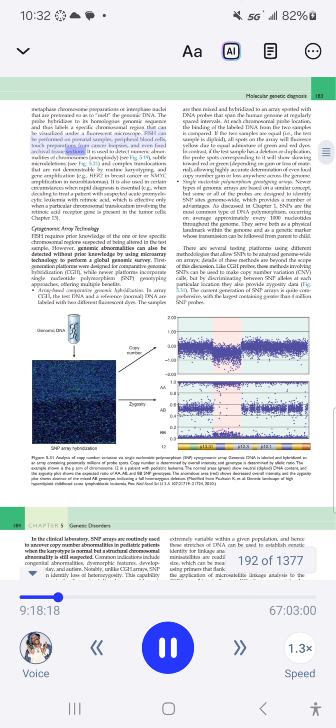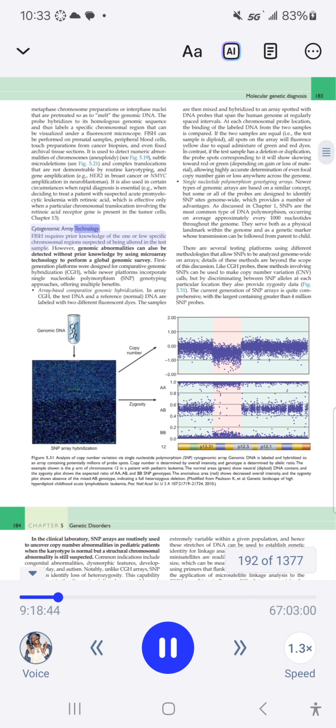It is used to detect numeric abnormalities of chromosomes (aneuploidy, see Figure 5.19), subtle microdeletions (see Figure 5.21), and complex translocations that are not demonstrable by routine karyotyping, and gene amplification, e.g. HER2 in breast cancer, or NMYC amplification in neuroblastomas. It is also used in certain circumstances when rapid diagnosis is essential, e.g. when deciding to treat a patient with suspected acute promyelocytic leukemia with retinoic acid, which is effective only when a particular chromosomal translocation involving the retinoic acid receptor gene is present in the tumor cells (Chapter 13).